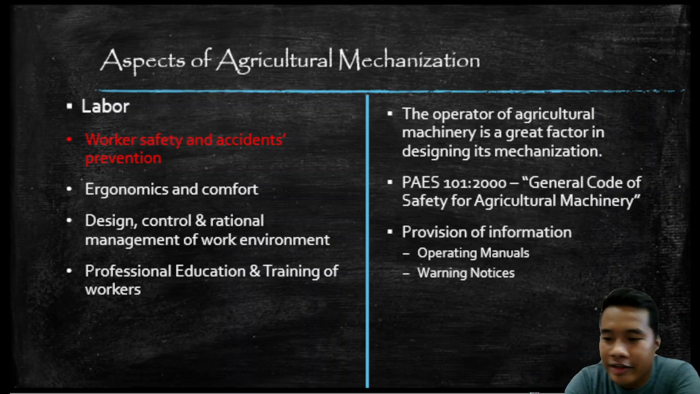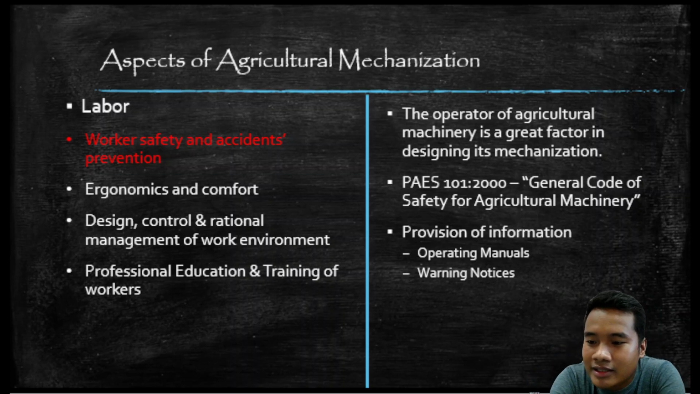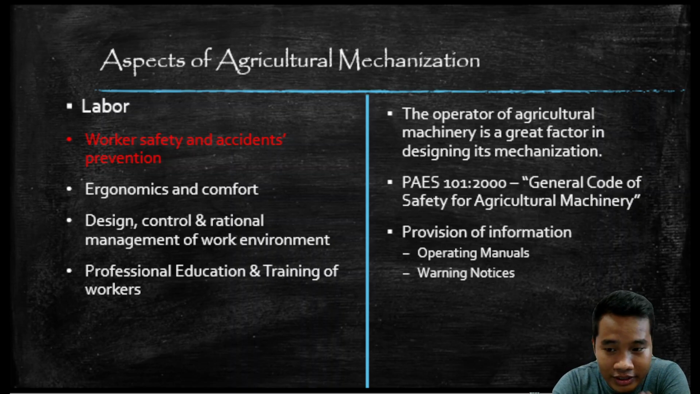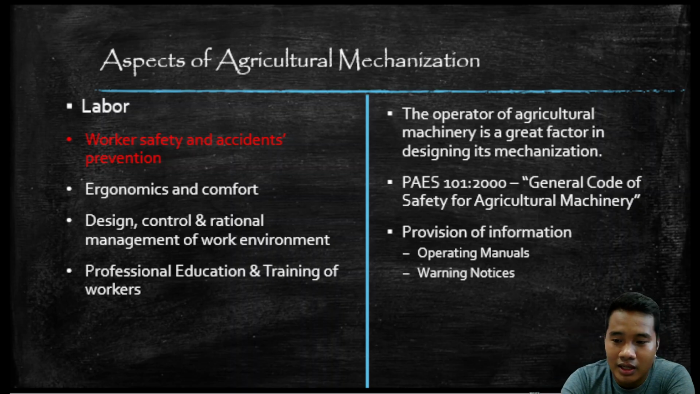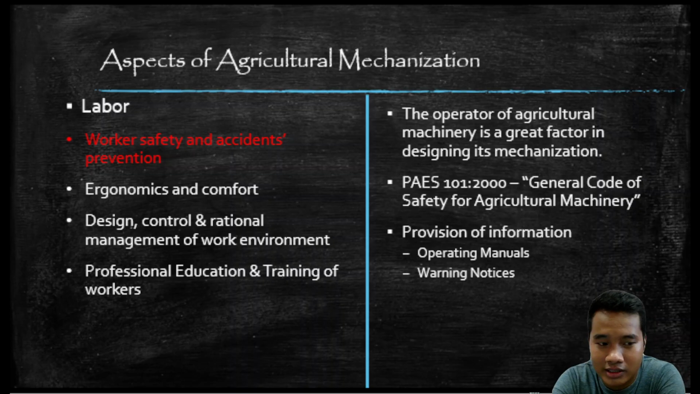So under labor, worker safety and accident prevention are very important. The operator is very important. The operator of agricultural machinery is a great factor in designing its mechanization. We have also the national standard, which is PAS 101-2000, the General Code of Safety for Agricultural Machinery. The machinery should always come with information like operating manuals and warning notices. This is very important for agricultural mechanization.